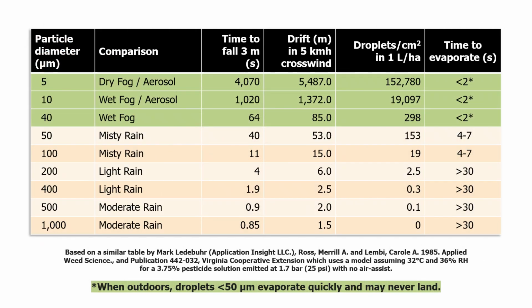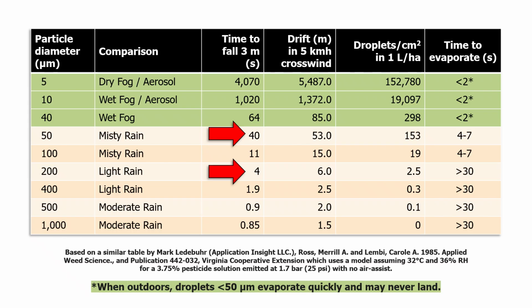Now, what does this matter? I'm sorry for the big table, but we're going to focus in. On the left-hand side, where it says particle diameter in microns, that's how big your droplet is. Top left is 5 microns, bottom is 1,000 microns. In the next column over, these are just common descriptors. A 5 micron droplet is by definition fog, whereas a 1,000 micron droplet is a pretty good rain you don't want to get caught in.